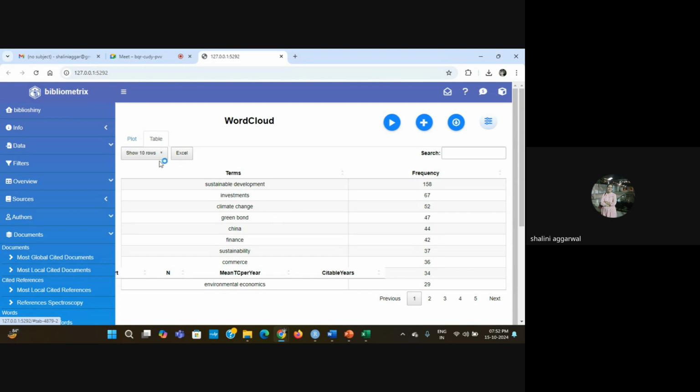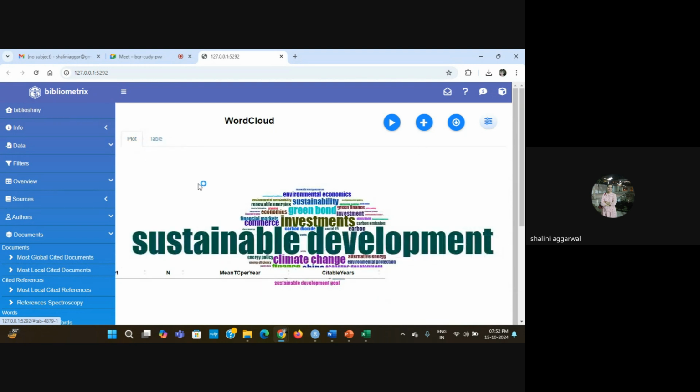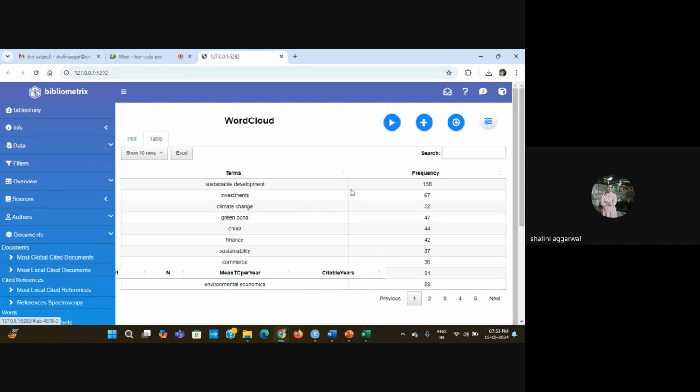Next important word is investment. So you go to the plot, and the next important word is investment, and here you can see the number is also coming. Next to investment it is written 67. Here it is written 158. For climate change, it is not given. You can see from here also, and don't get confused. So you can write the numbers, how many times this word has been used in the papers.